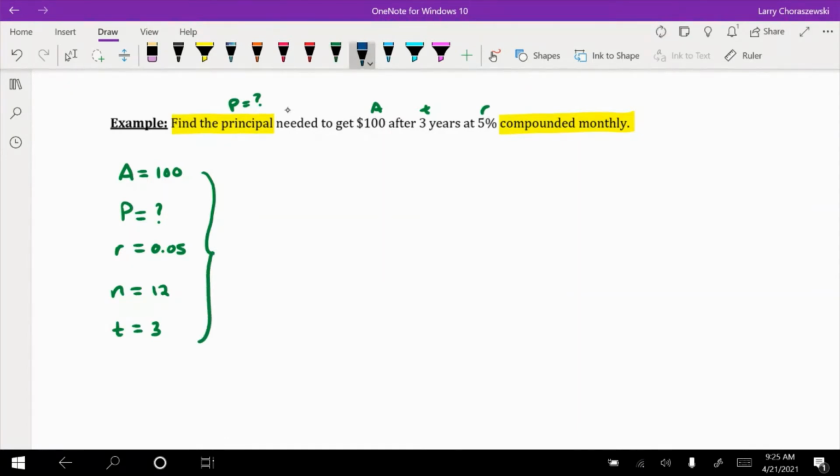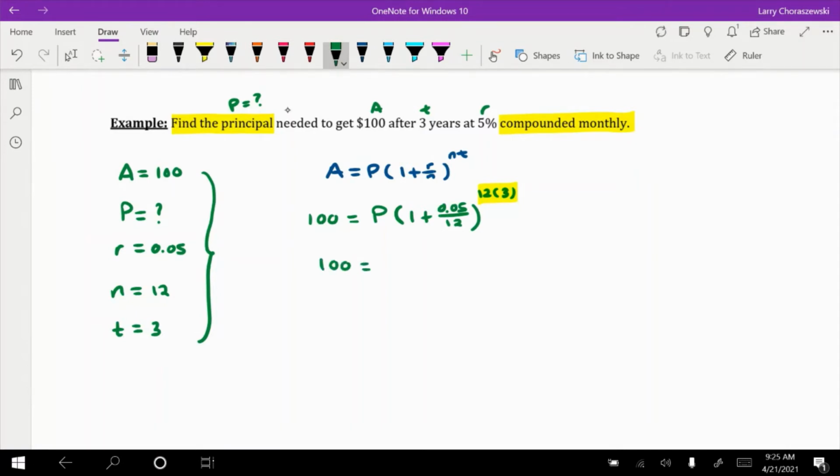So we're going to fold all this into our compound interest formula, which let's write this down again. This time we'll replace A with 100. P we don't know, so we'll just have to leave it as is. That's actually going to be our variable to solve for. Then in the parentheses, 1 plus 0.05 over 12 raised to the power of 12 times 3. Let me simplify 12 times 3. And so the power on the base here is 36.